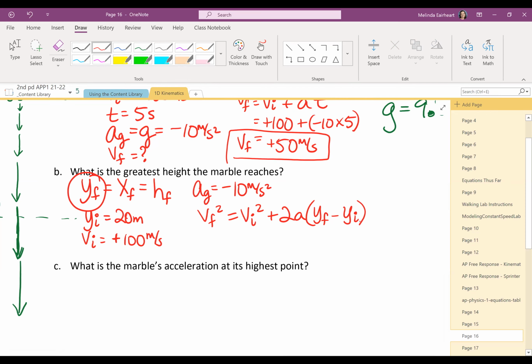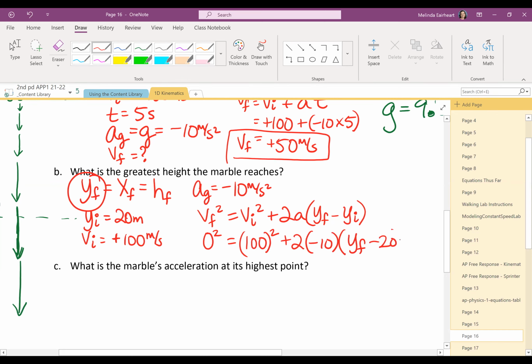So final velocity, I don't have that written down. What is the velocity at the max height? 0. You are not told that. That's part of free fall concepts you need to know. Initial velocity is that positive 100, even if it was negative, that's the negative you would square, right? But it's positive today, so it's nice. Plus 2 times negative 10 times that final position is what we're looking for, minus 20.